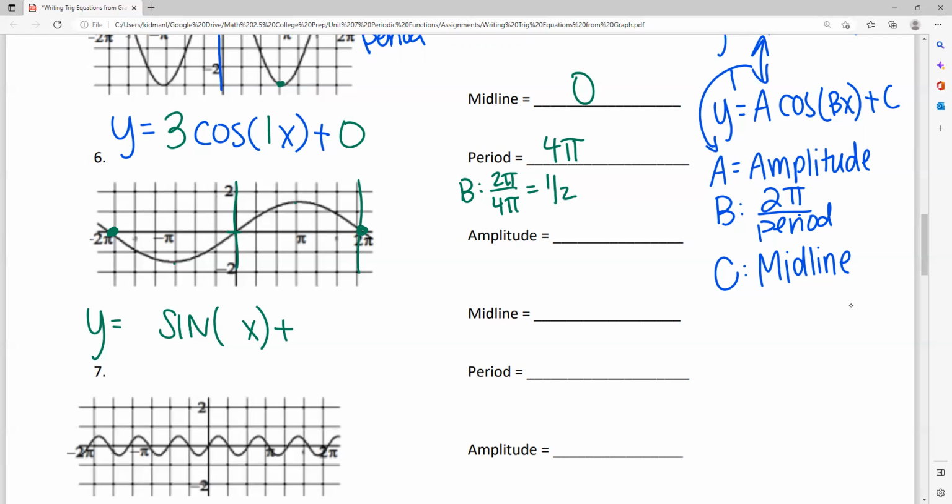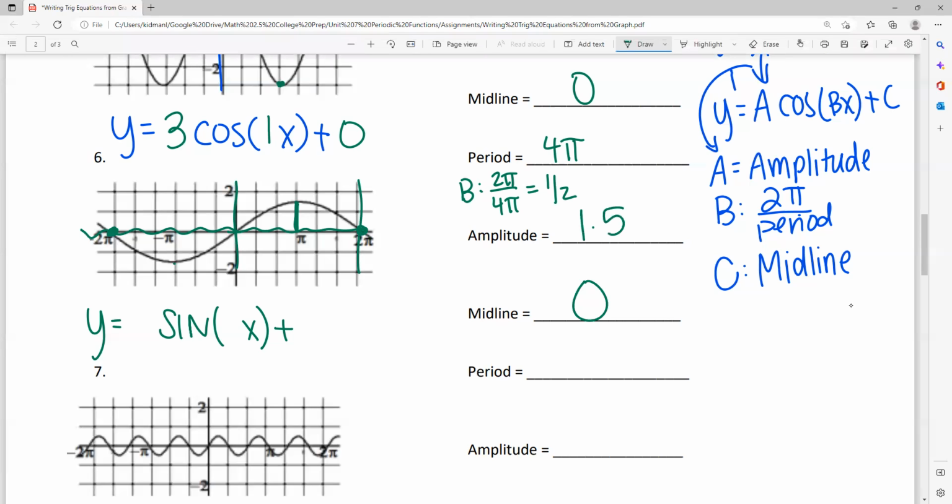Our amplitude is going to be the distance from the middle to the top, or from the midline to the top, or the midline to the bottom. So let's skip that and find our midline. Our midline is going to be right in the middle of our graph. So again, looking at our function here, the midline looks like it is right at 0. So how far is it from that midline up to the top? Now you don't have to be perfect. You can just approximate. So to me, it looks like it's about 1.5, right? So you say 3/2, you can say 1.5, doesn't matter, but that's roughly where we're at.